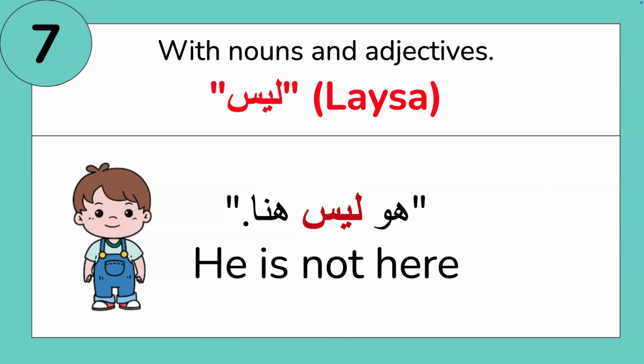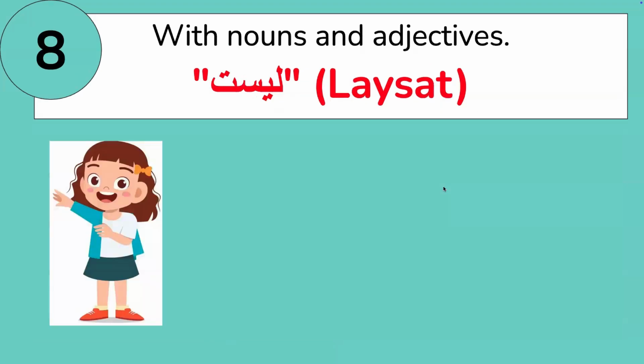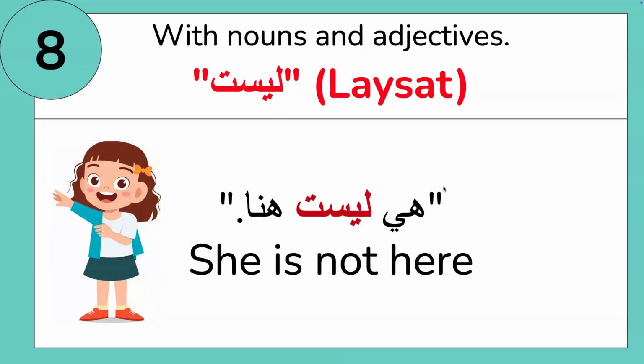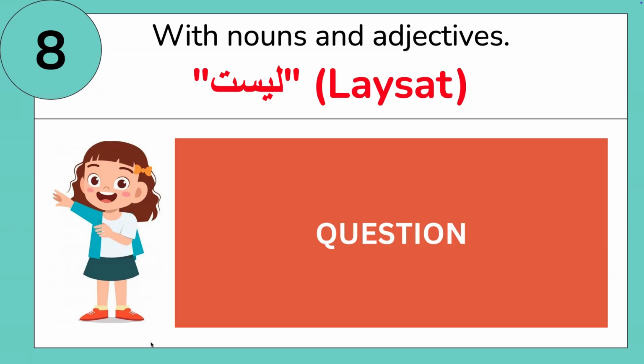If it's she is not here, we say laysat huna. We don't say laysa, we just add a ta at the end. What do we add? We add a ta. We say laysat huna. Can you repeat? هي ليست هنا. I'll ask you a question.